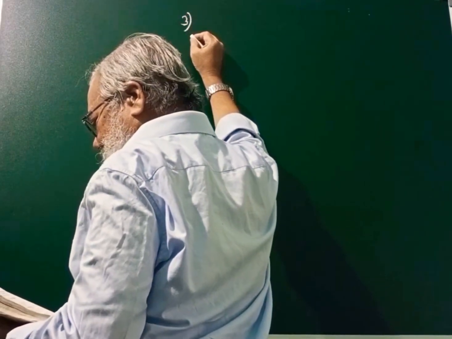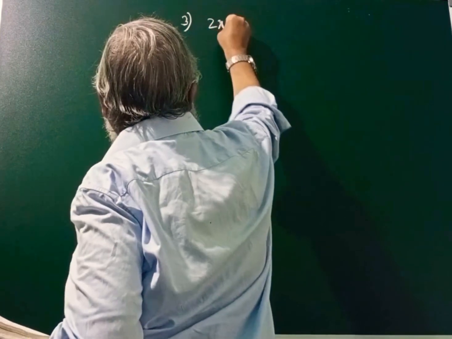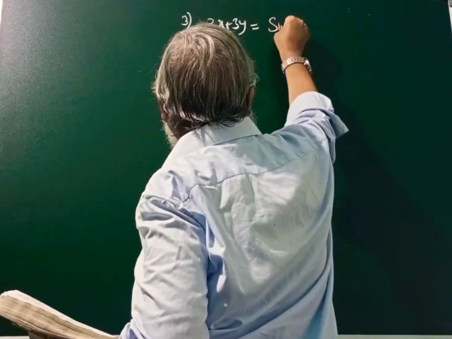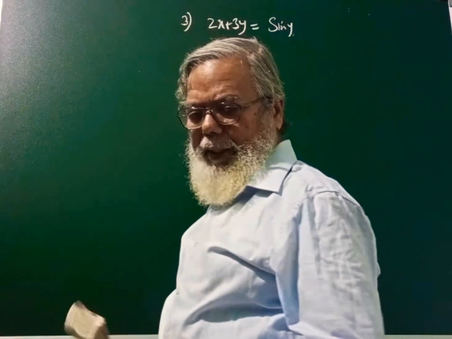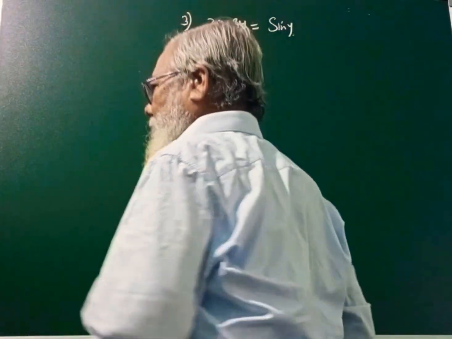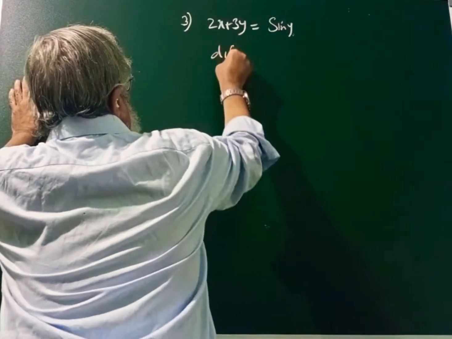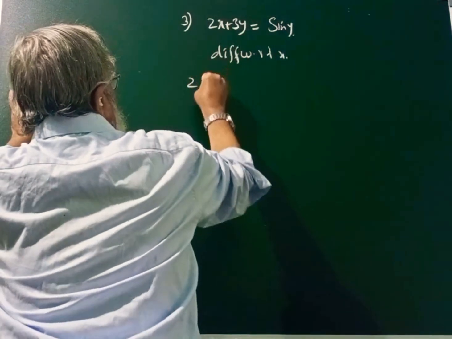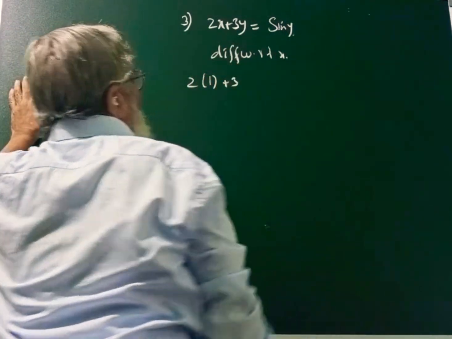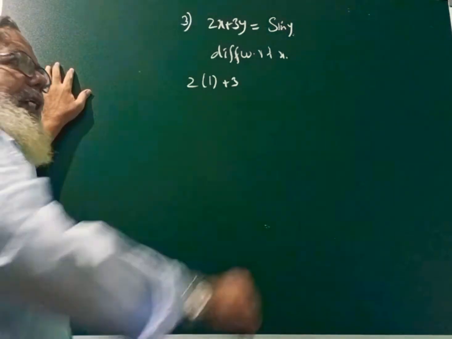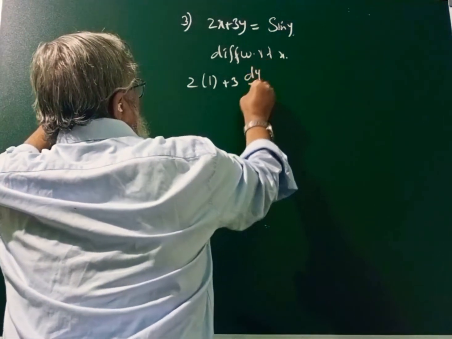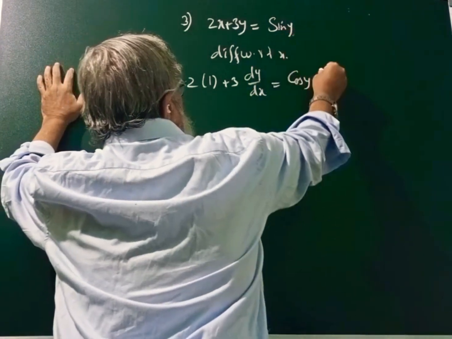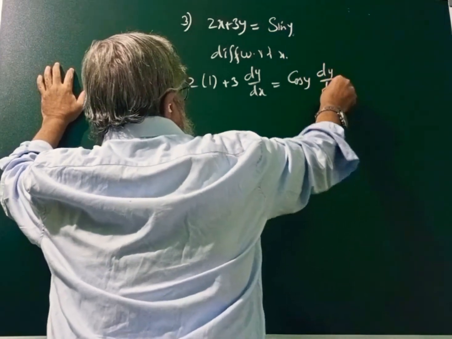Find dy by dx. 2x plus 3y is equal to sin y. We have to find out the value of dy by dx. Now differentiate with respect to x. 2 into differentiation of x is 1, it is 2. Plus 3 into differentiation of y with respect to x, that is dy by dx. And here, differentiation of sin y is cos y, and again differentiation of y is dy by dx.